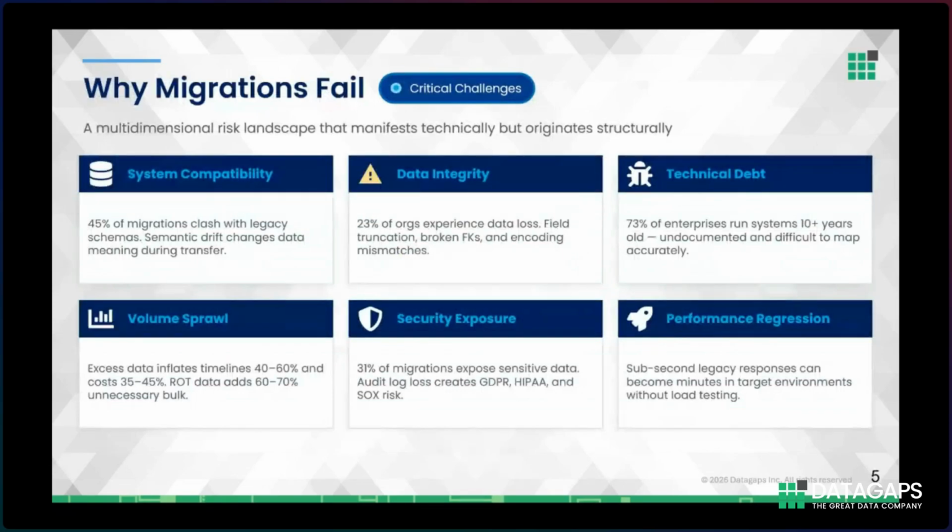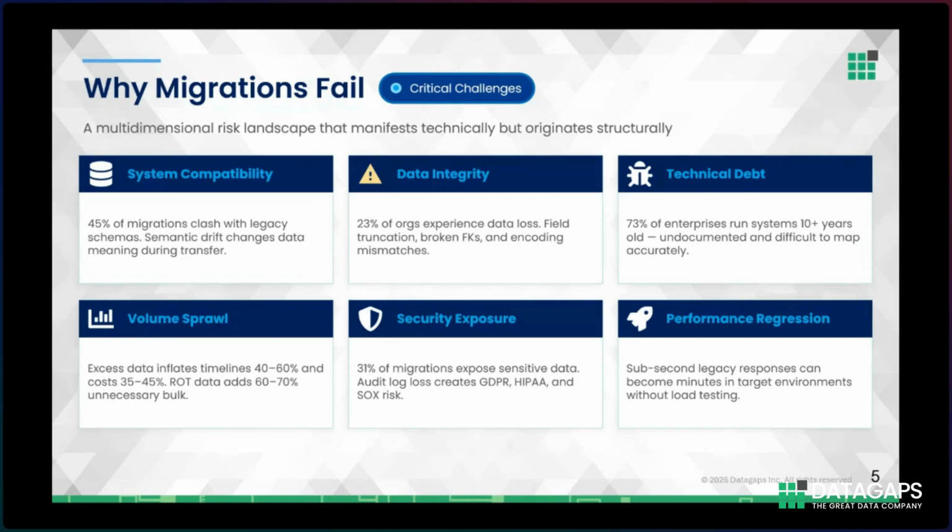Why do migrations fail, right? This slide catalogs the 6 most common categories of migration failure. When we look at all the postmortems across enterprise projects, these 6 patterns appear repeatedly. And the important thing to stress here is that they're not independent. They compound each other. The first is system compatibility and semantic drift.